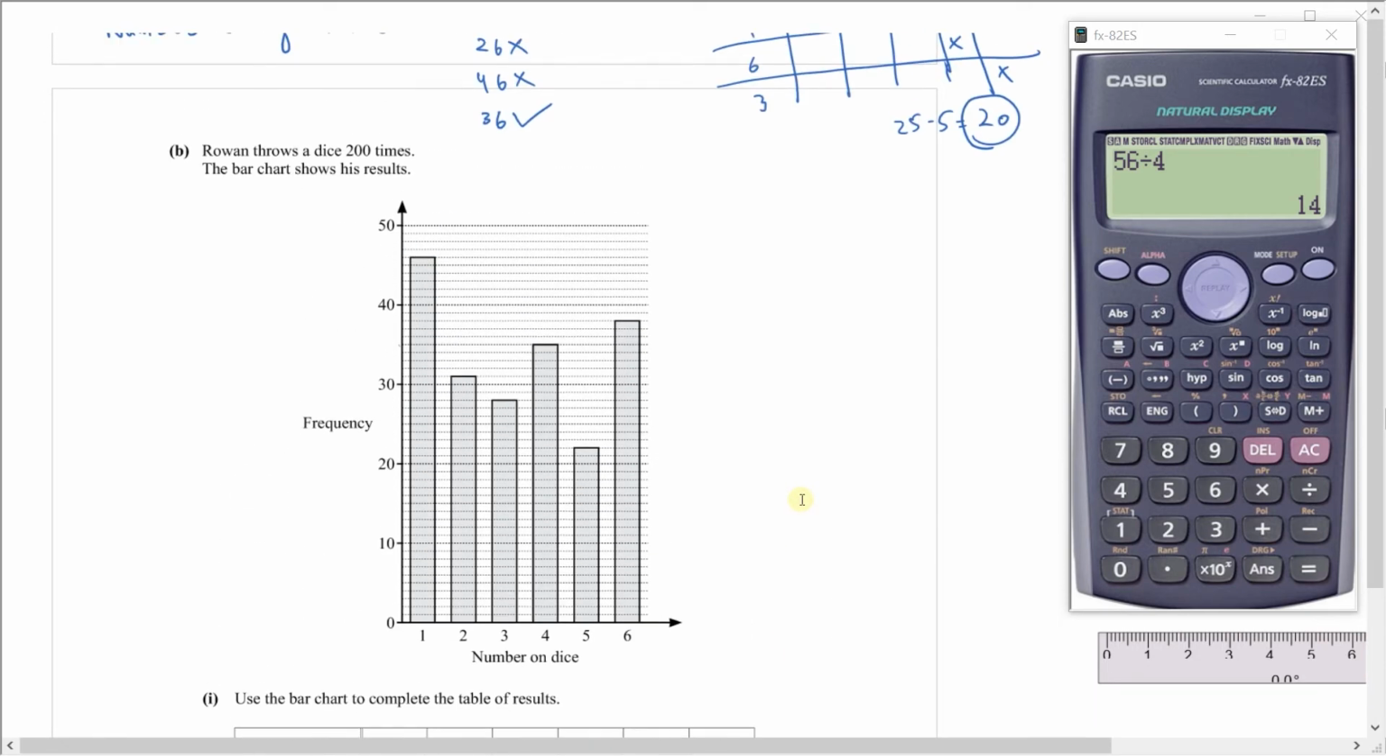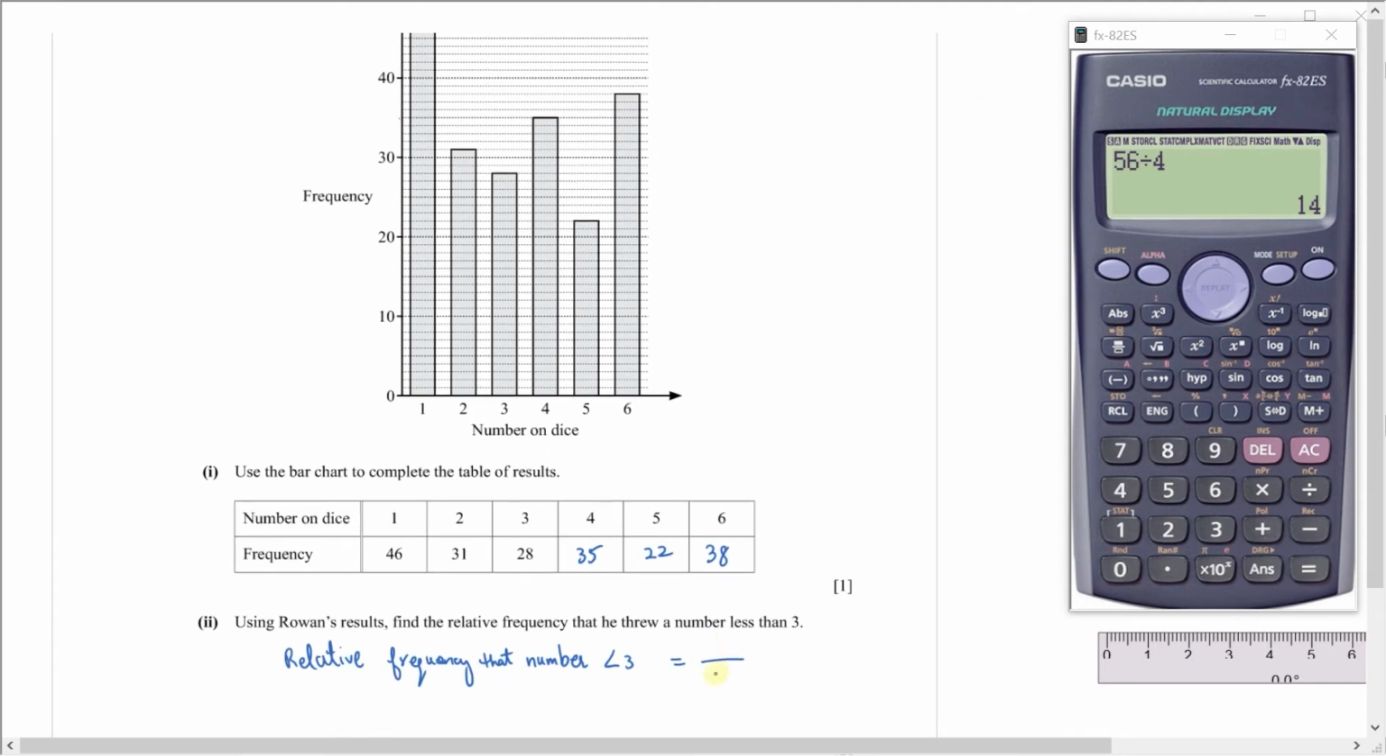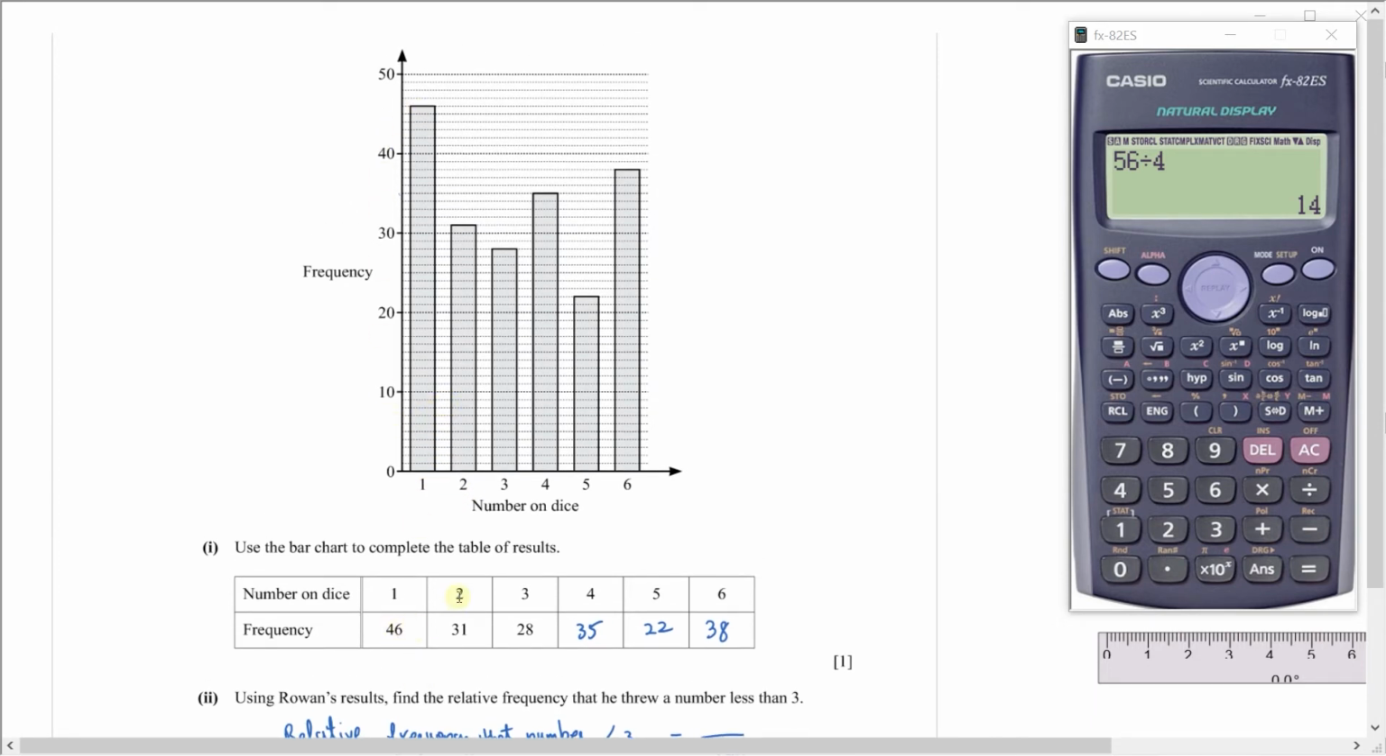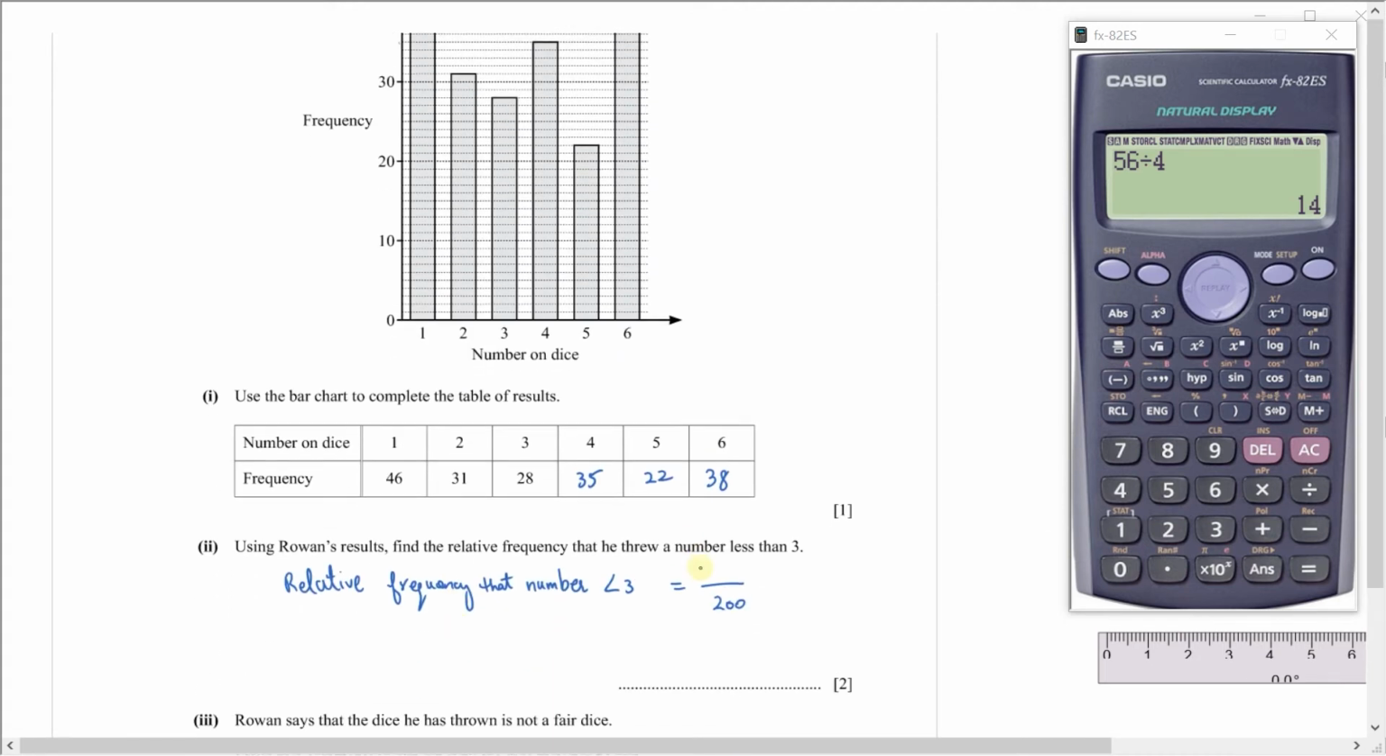So how many total times he threw the dice? 200. So your denominator will be 200. And out of those 200, how many times did he get a number that was less than 3? He got 1 46 times and he got 2 31 times. So this will be 46 plus 31, which will be 77 over 200. So out of the 200 times he threw the dice, 77 times he got a number that was less than 3. That means 77 times he either got a 1 or a 2. So this will be 77 over 200.